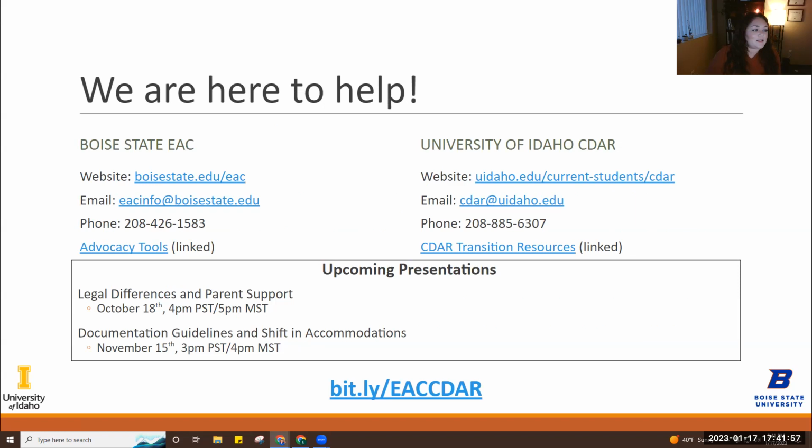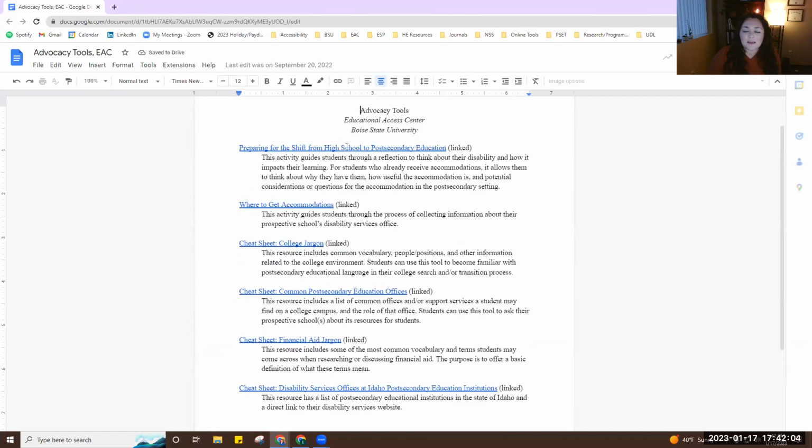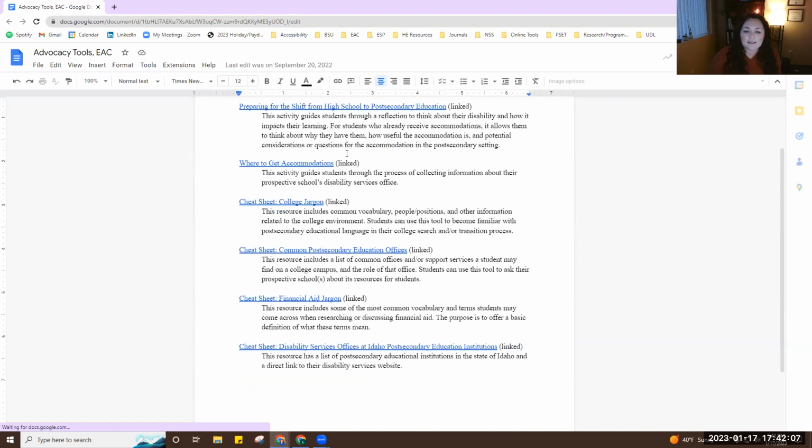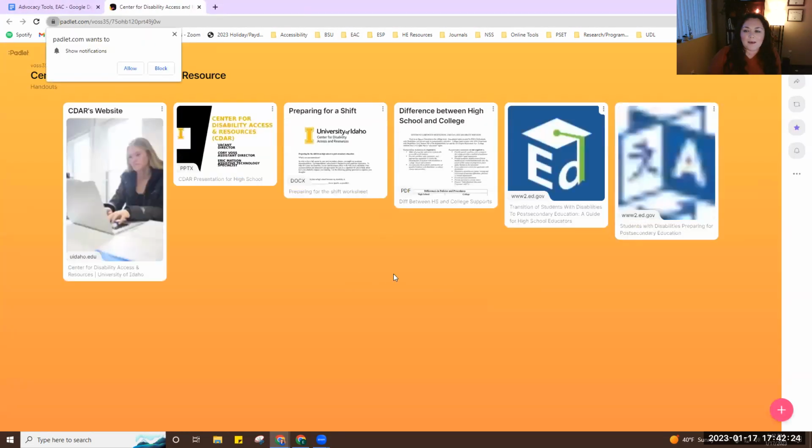We have our advocacy tools. So some of the things that we discussed today. This has an activity you can do with students that really prepares them for the interactive process, as well as some cheat sheets on language that students may come across in their college search or when they're looking at their prospective universities. And then CEDAR also has a Padlet that talks about differences between supports as well as that preparing for the shift activity.